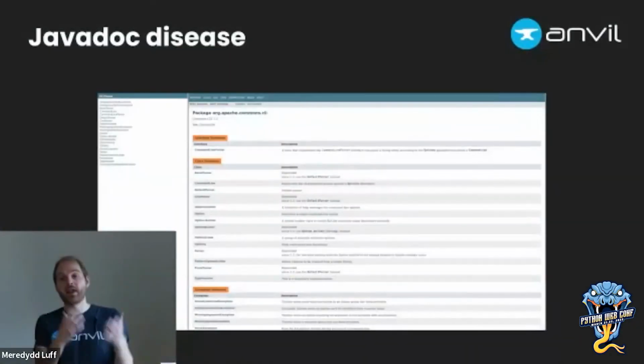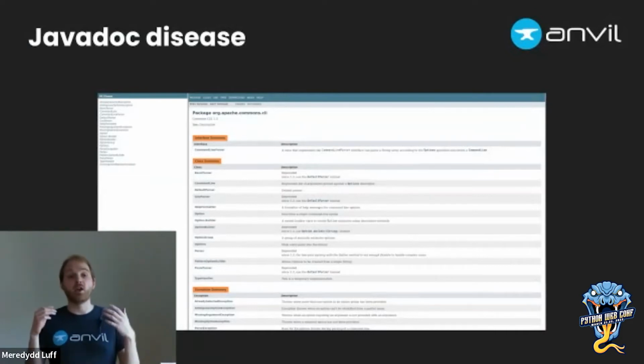And here's what that looks like. This is the Javadoc for a library that does command line argument parsing. And actually, this is really good API documentation. It lists all the classes in this package. You can click through on any of them and find out what methods they have, what their attributes are, what will happen if you call them, what arguments it takes, what exceptions it might throw. It's really good.